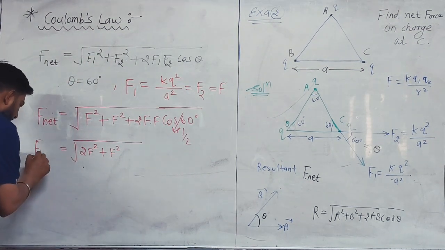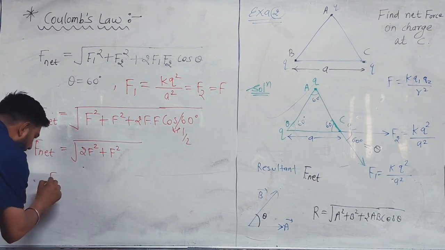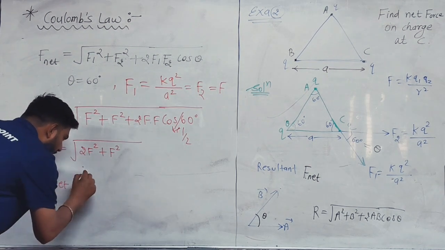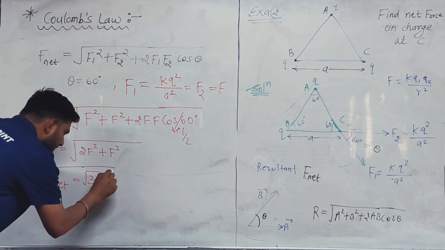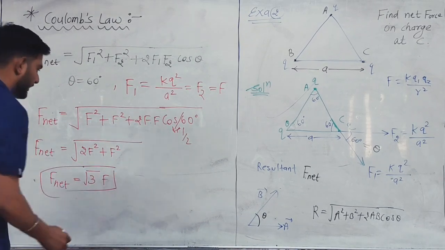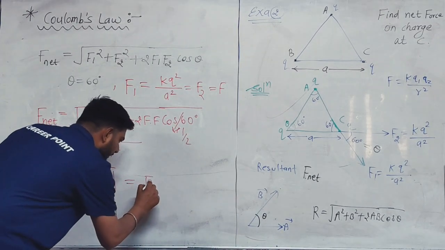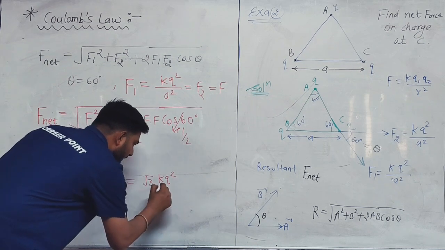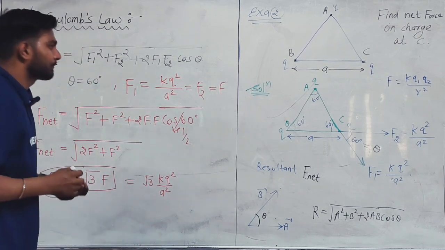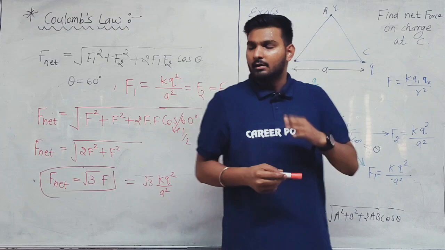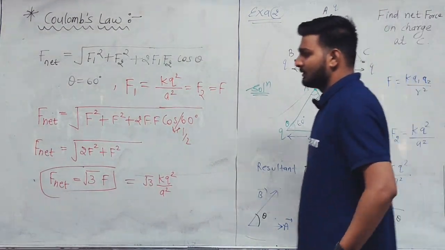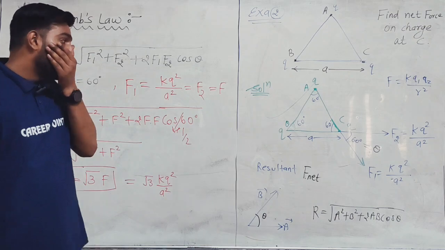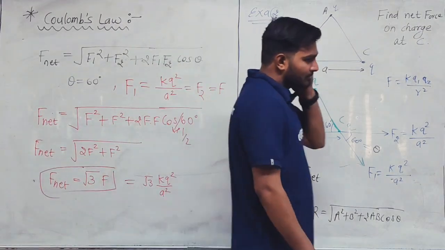So F net becomes root 3 times F. This is our F net, which will be root 3 KQ square by A square. This is our F net on this charge C. Correct? This is the question.